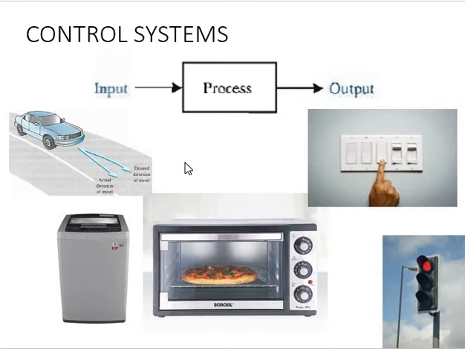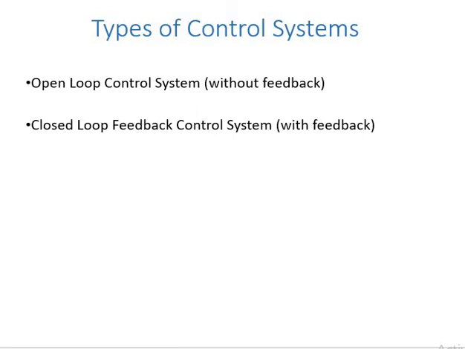First we give input, after that it is processed, and after that we get output, meaning result. Okay. Now we will see the next slide. So what are the types of control systems?